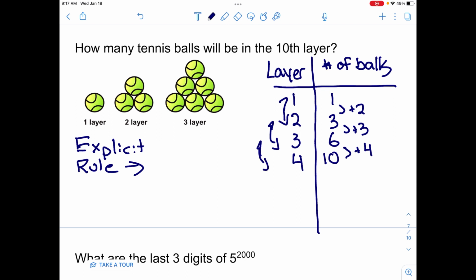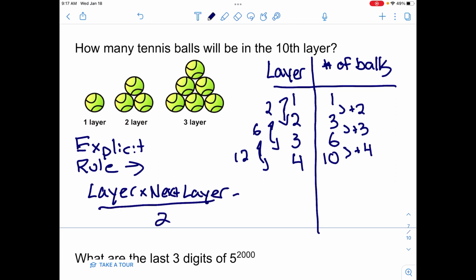So 2 times 1 is 2. 3 times 2 is 6. 4 times 3 is 12. And what do you notice? Well, if you look at 2, 6, and 12, I don't see that in the number of balls, but I see half of that in my number of balls column. So our explicit rule here is if we take our layer and times it by our next layer, and we divide it by 2, we will get the number of balls.